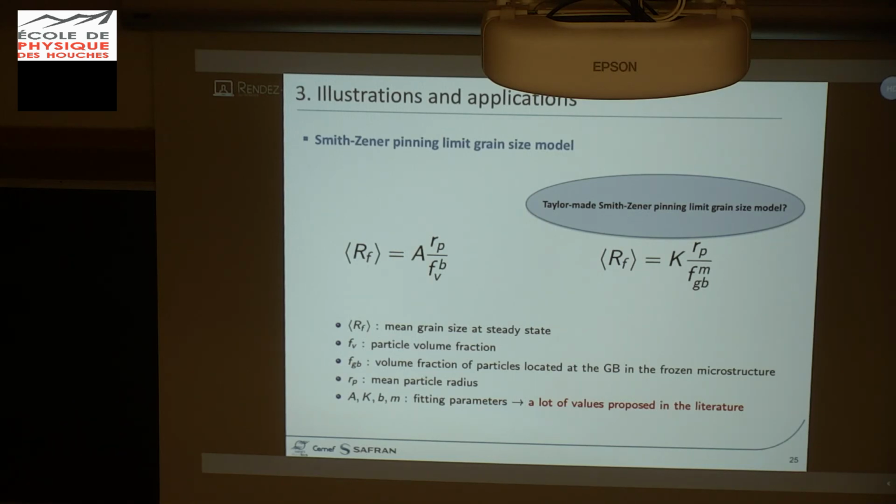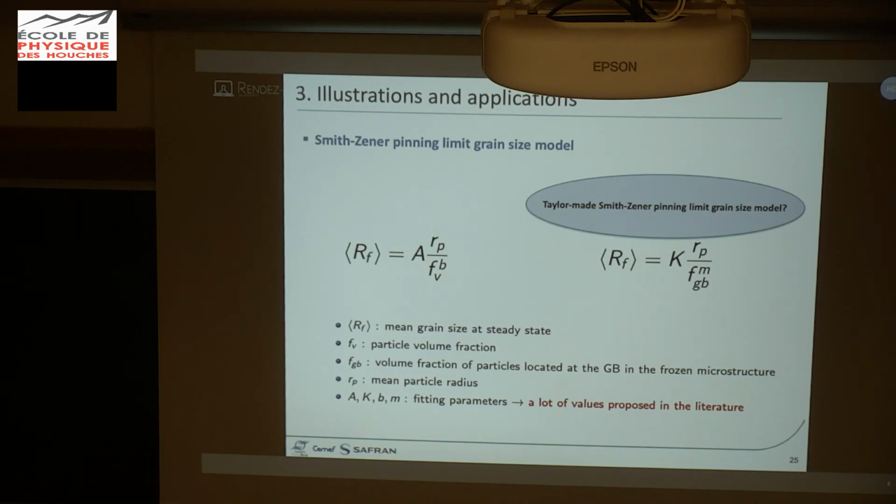I explained to you that a classical way to use Smith-Zener pressure is to predict the limit mean grain size of the polycrystal due to the presence of the second phase particles. And you can see in this equation the definition of the mean grain size, where r is the mean radius of the second phase particles, and F is the density fraction of the second phase particles. It's well known that we can relate the mean grain size of the polycrystal to the definition of the second phase particle population.